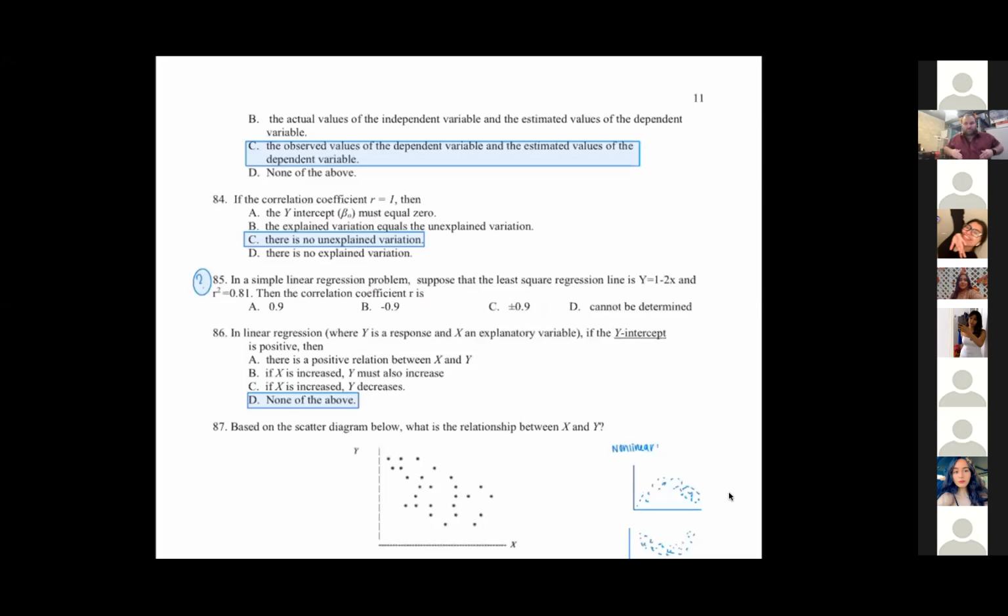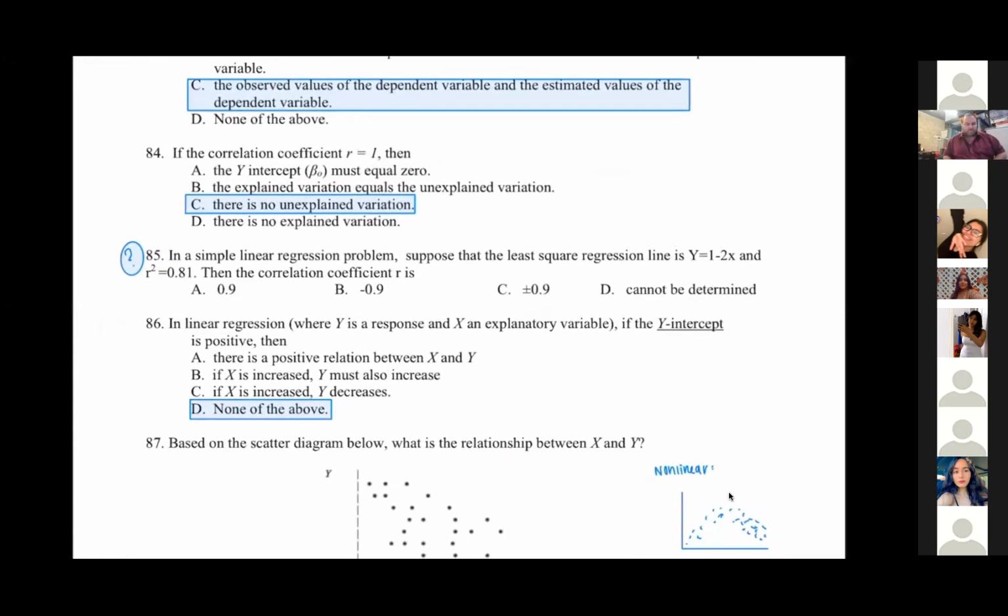All right. Any other questions? Yeah, I have a question. Let me share my screen. Okay. I'm reviewing the test reviews that the tutoring center attached in their Canvas site. And I found a bunch of mistakes also, but this one, number 85. In a simple linear regression problem, suppose that the least squares regression line is y equals 1 minus 2x, and r squared is 0.81. Then the correlation coefficient r is going to be B, negative 0.9.